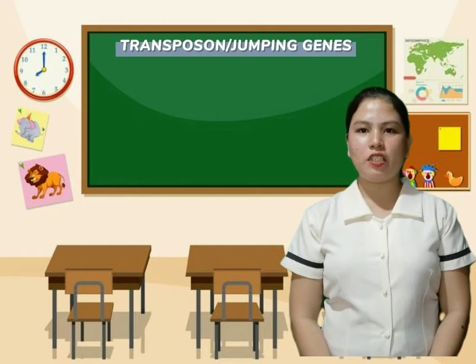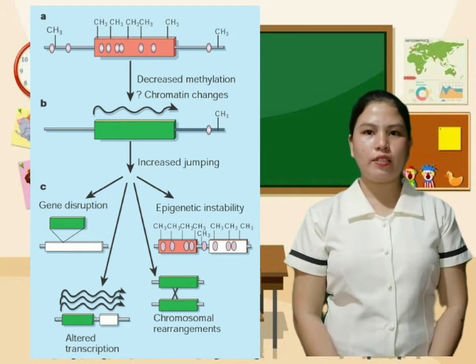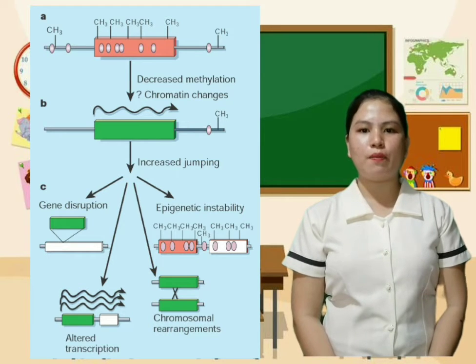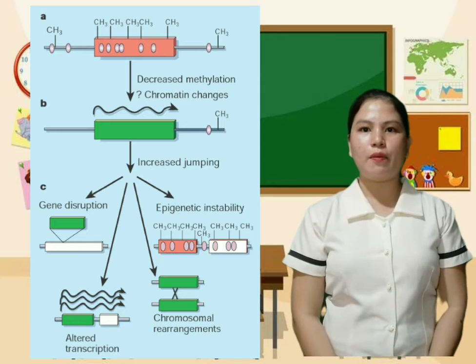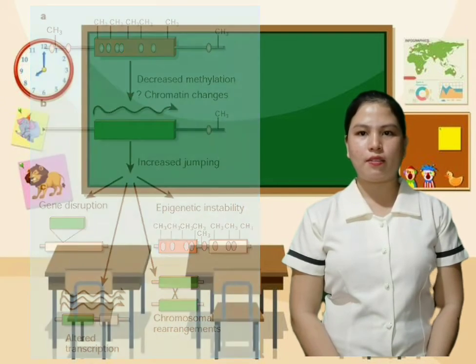Transposition, or jumping genes. Transposition can alter gene function in several ways. They can disrupt the site they jump from, shut off transcription of the gene they jump into, or alter the reading frame of their destination if they are not a multiple of 3 bases.